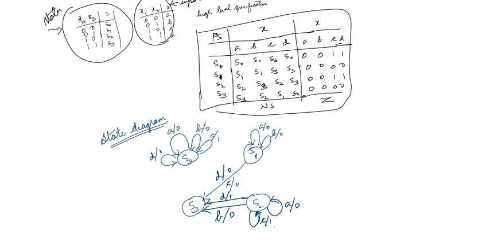Now the present state is S3. When the input is A, we go to the same state S3. When the input is A, the output is 0.